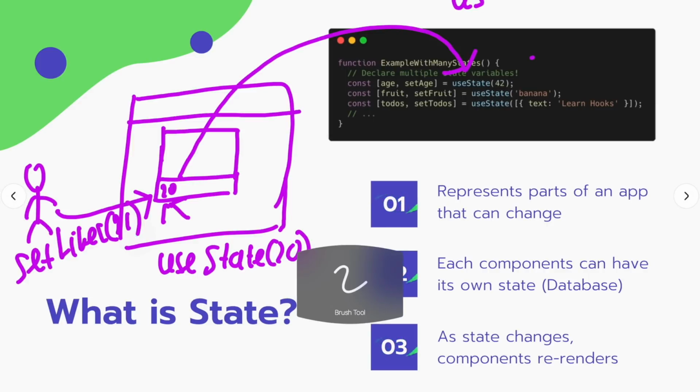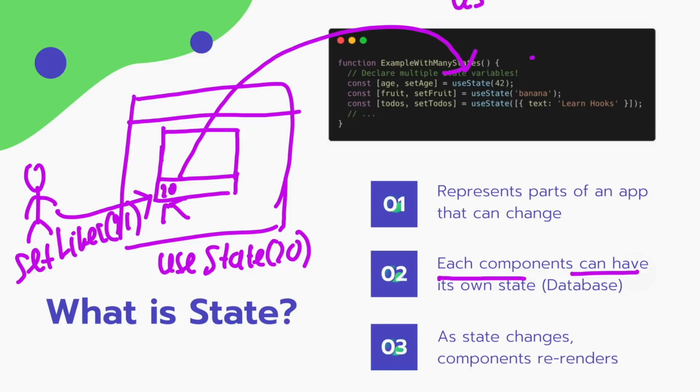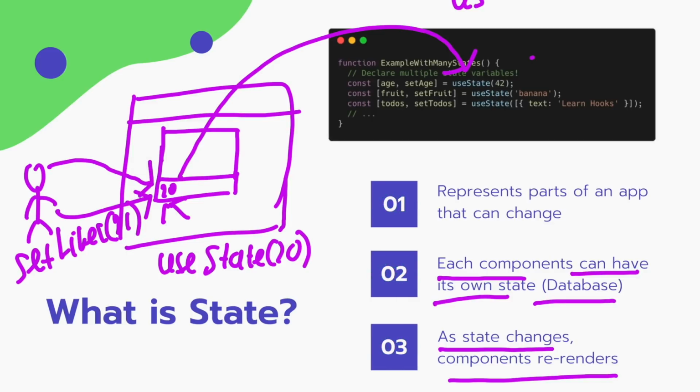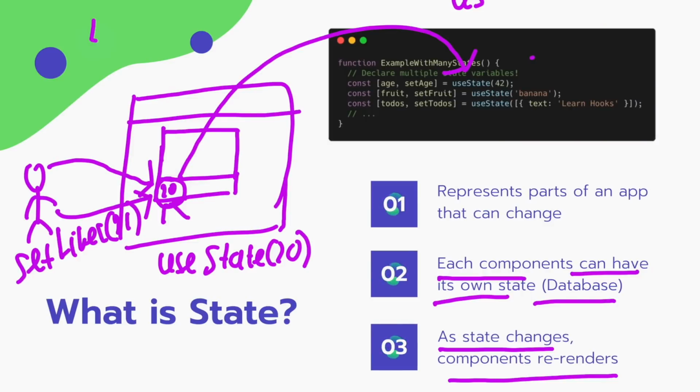And each component can have its own state. Think of it as its own database. And as state changes, components re-render. So this is why when a user clicks on this element, this number changes. How does it know that happens? Well, pretty simple, because it checks as the state changes. Okay, I need to now re-render the application or show a new view to the user. So it goes from 20 to 21. That's just one example. All right, let's go ahead and move on.